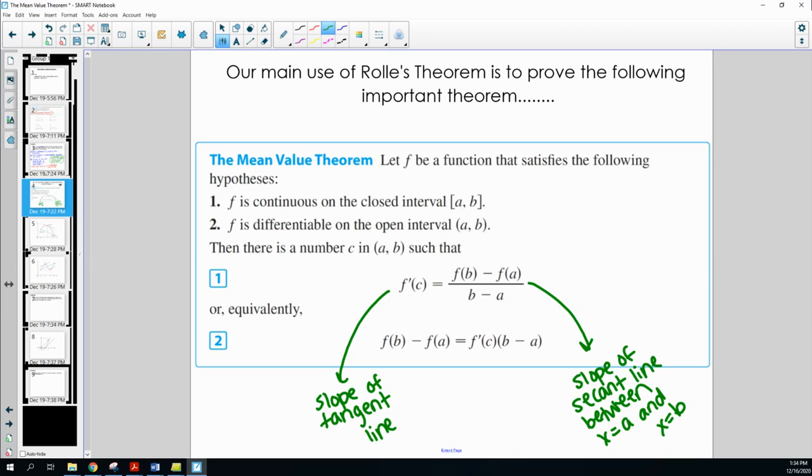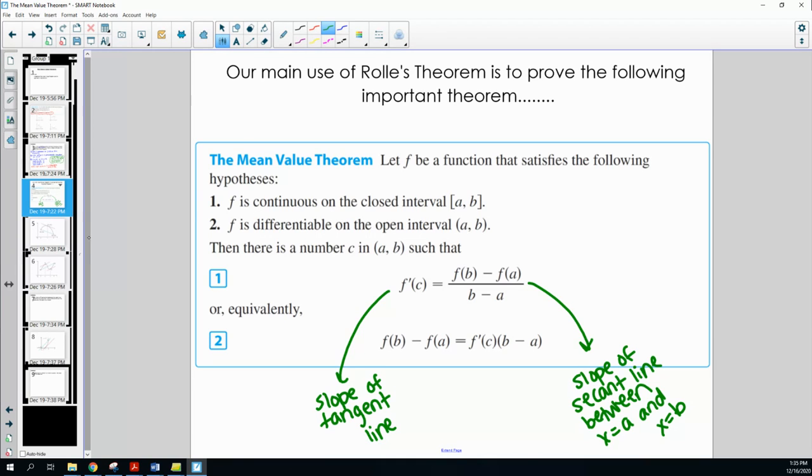The conclusion of the mean value theorem says that if the function is continuous on the closed interval and differentiable, meaning it has a derivative everywhere on the open interval, then there must be some number C where, at that point C, the slope of the tangent line will equal the slope of the secant line between the endpoints. Equation 2 is just another way to rewrite equation 1, so we're mainly going to focus on equation 1 here.